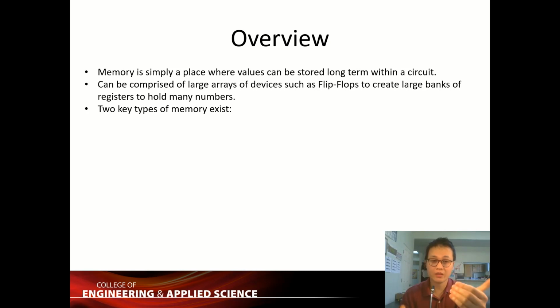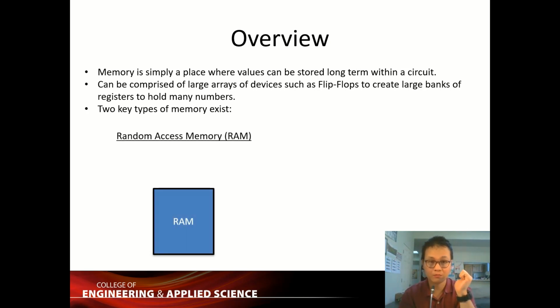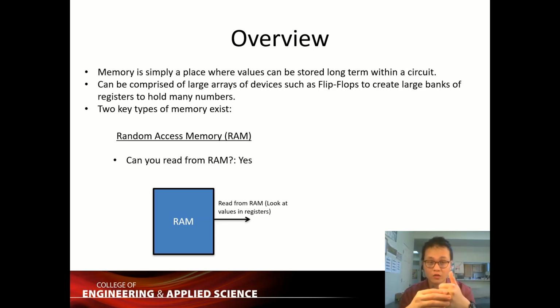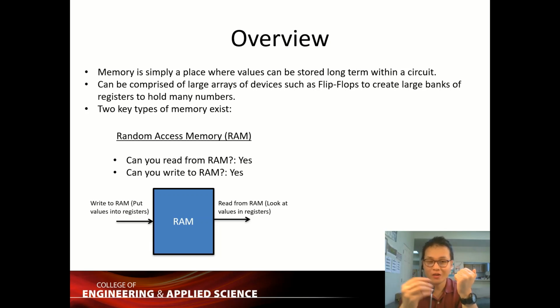In the beginning, when they built a digital computer system, there were two types of memory that people thought about. Now there are so many different ways to store information, but in the beginning there were two different types. The first type is called random access memory. For this type of memory, you can read from it. What's the point of memory without being able to read from it? You can also write to it. So you can read and you can also write.